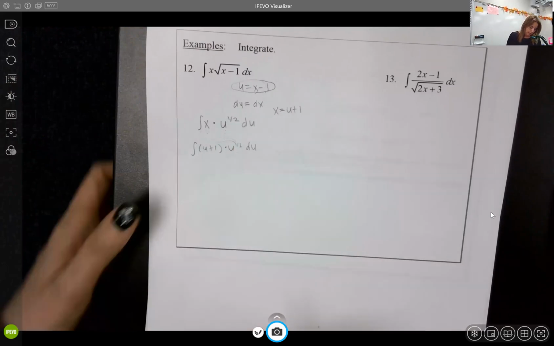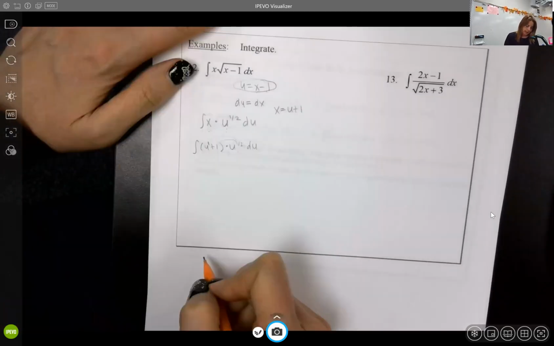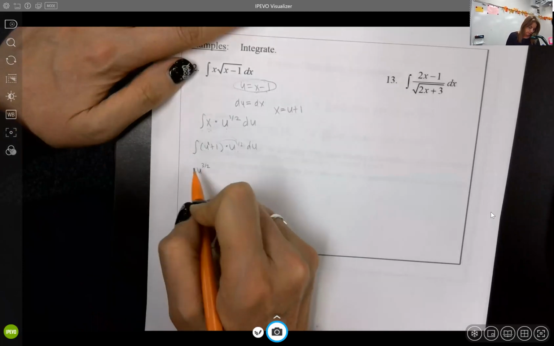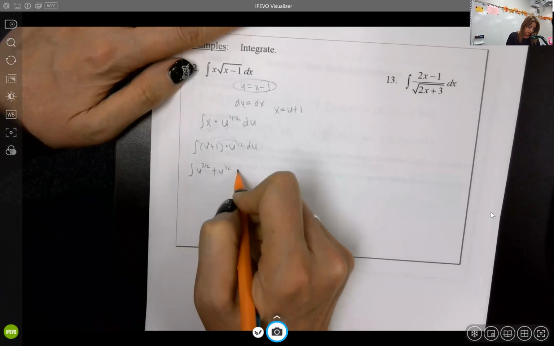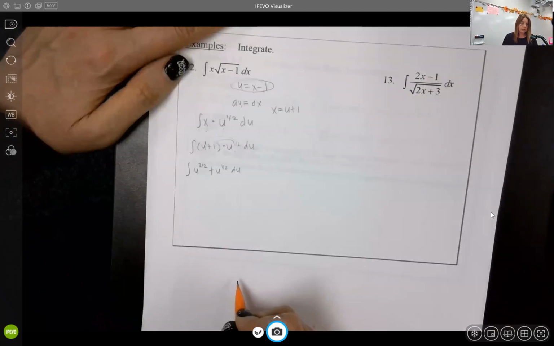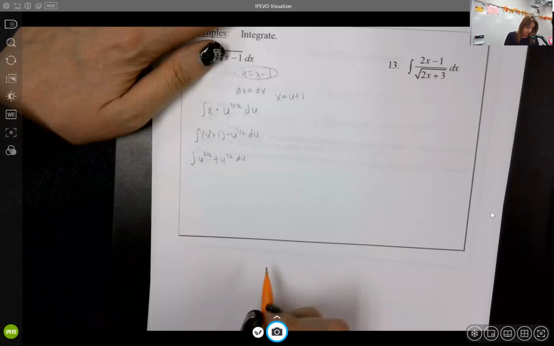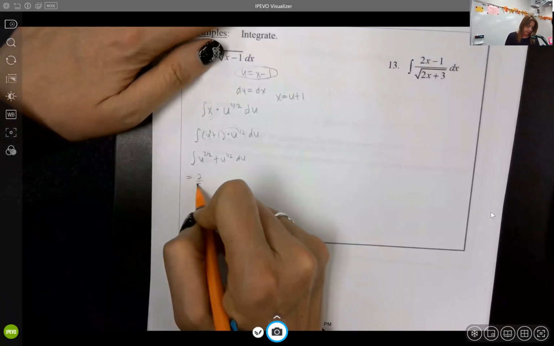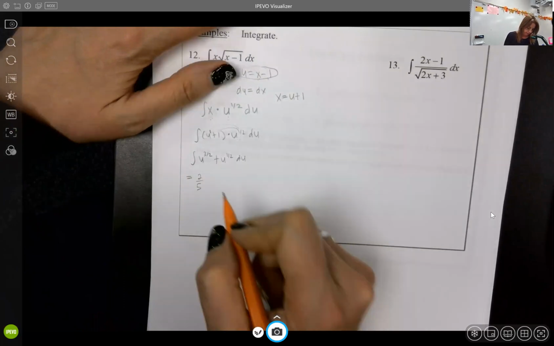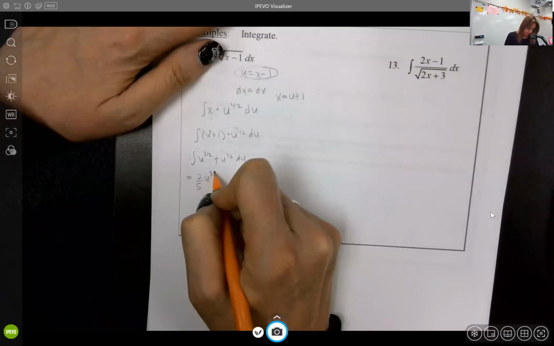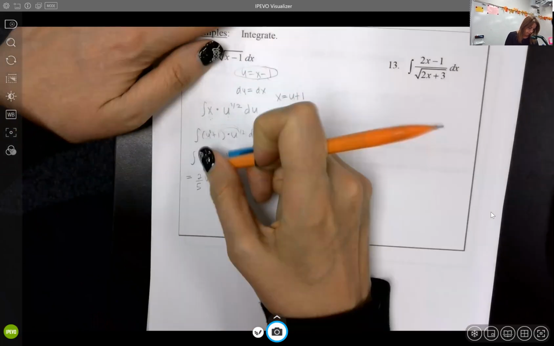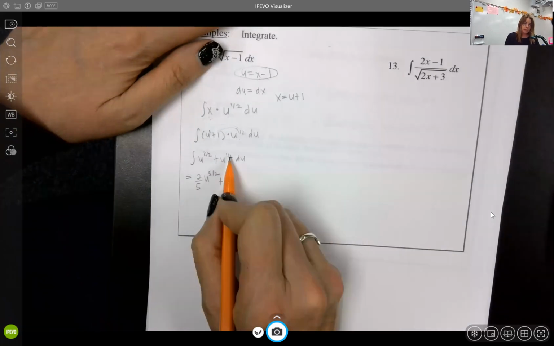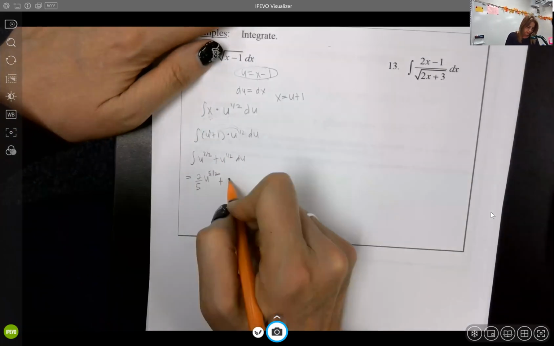So u to the 1/2 times u to the 1, I add the 1 plus the 1/2, and I get u to the 3/2. Okay, I haven't taken the integral yet, I just simplified. Now I'm going to take the integral, so I'm going to add 1 and I get 5/2, and then I divide by 5/2, which is multiplying by 2/5. Here I add 1 and I get 3/2, so 2/3.